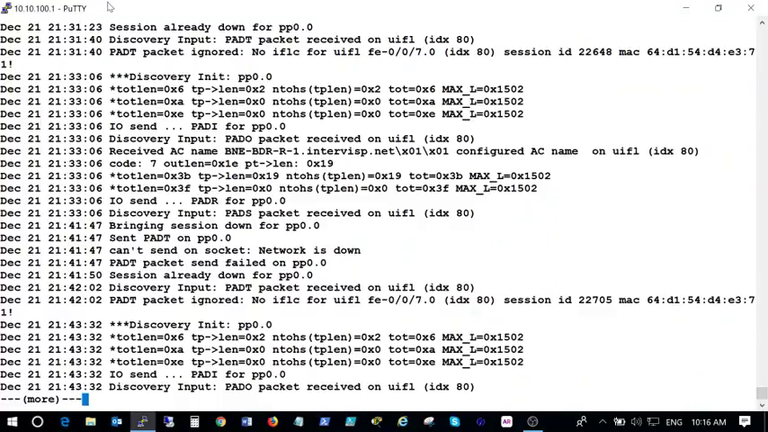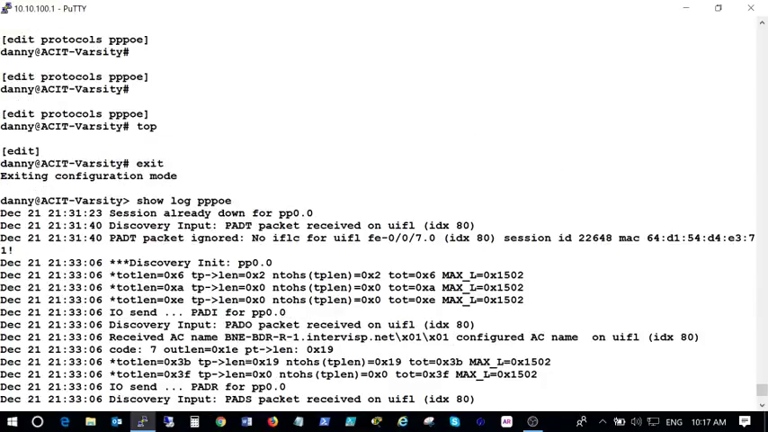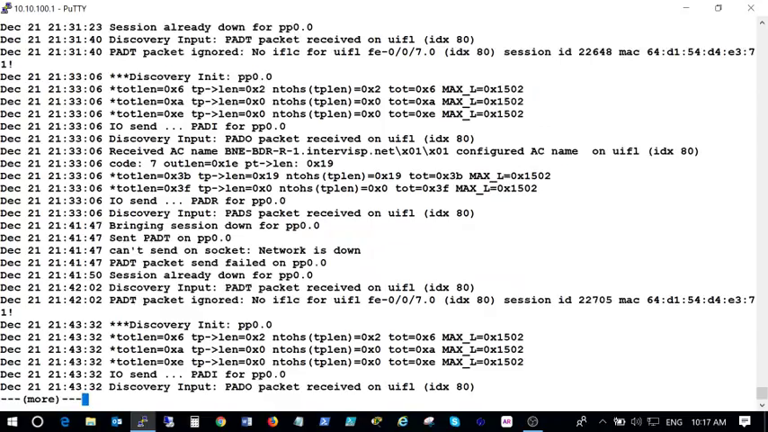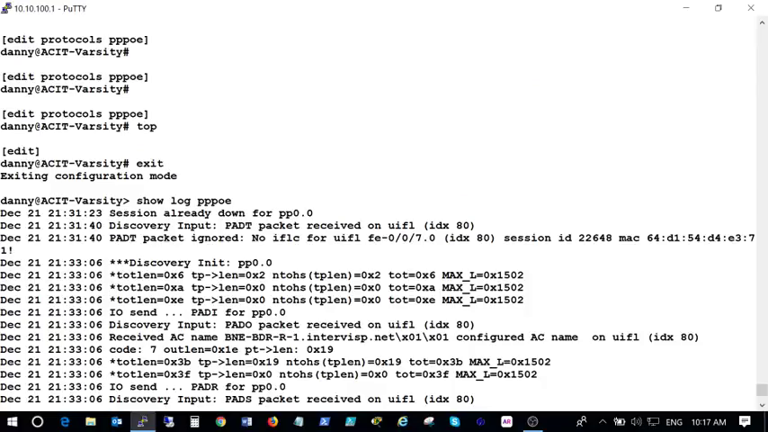So we can see that I've been logging since the 21st of December last year. The very first thing that we see is the session is down. Okay, so we see that we're getting these packets coming through here. We've got PADT packets. PADT is actually there to terminate the session. It's actually a termination packet, so it's ignored because, well, the session's already down. The process of having the session come up starts off with this discovery process here.